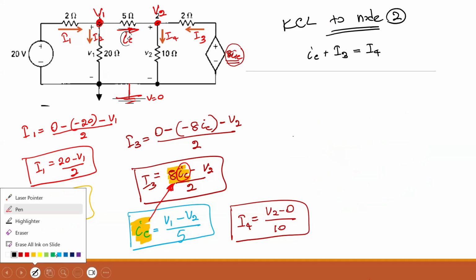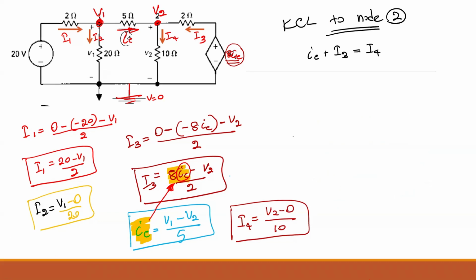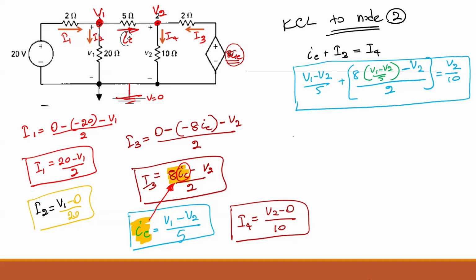So we are going to substitute now. IC is fine. So it is V1 minus V2 over 5 plus I3. When you're writing I3, you have to substitute this IC. So IC is V1 minus V2 over 5. 8 times IC minus V2 over 2. So this whole thing you need to write for I3. Makes sense? Is it okay? It is equal to I4, which is V2 over 10. So this is what I got for node 2. Did you get the same? Yep, I got that. Okay, that's good.